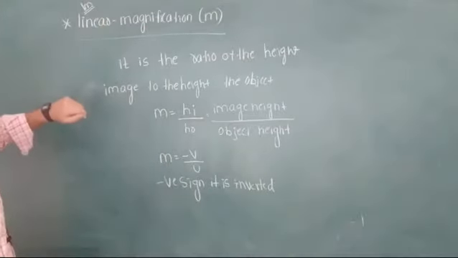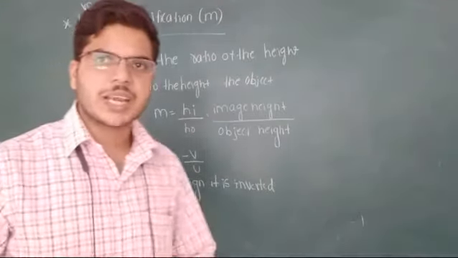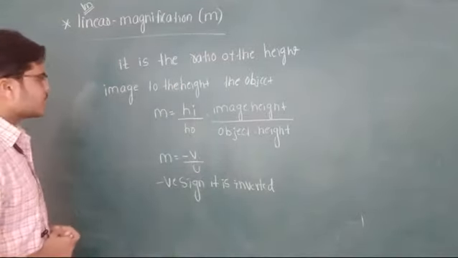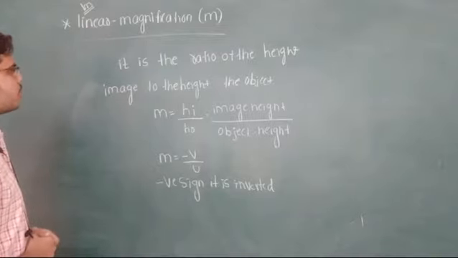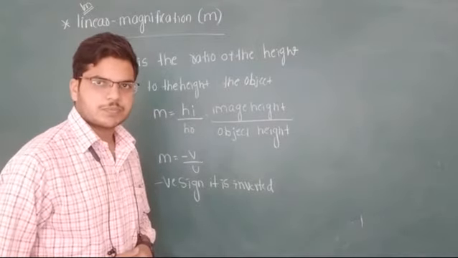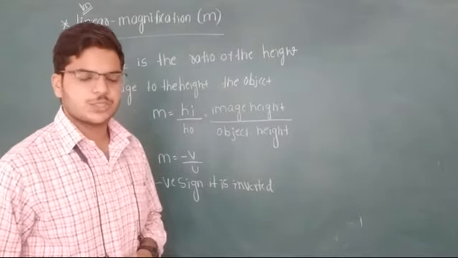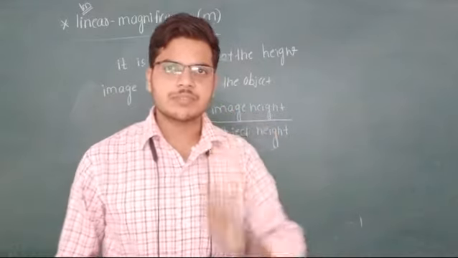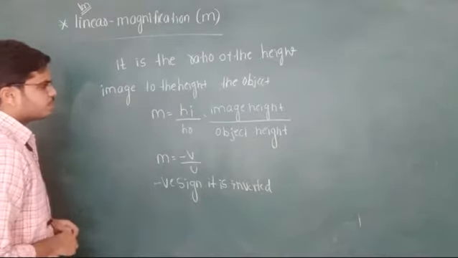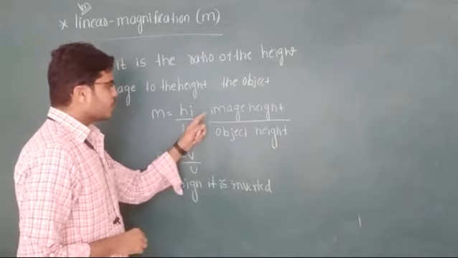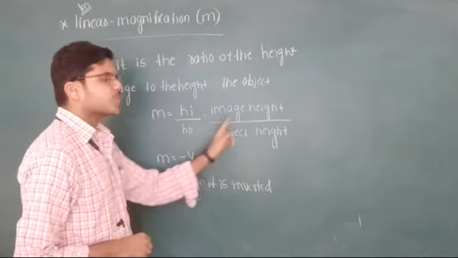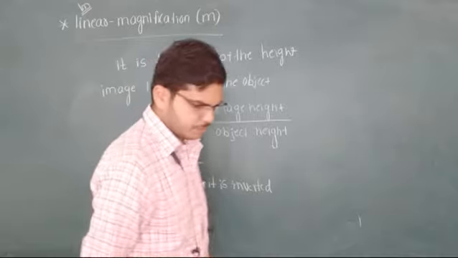Now, one more very important question: linear magnification. Linear magnification is defined as the ratio of the height of the image to the height of the object. Is it clear? You must take the ratio of the height of the image to the height of the object. Therefore, m = hi / ho. What is hi? It is the image height. What is ho? Object height, or height of the object.